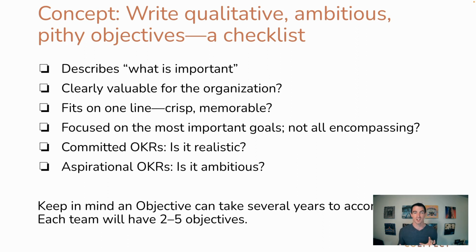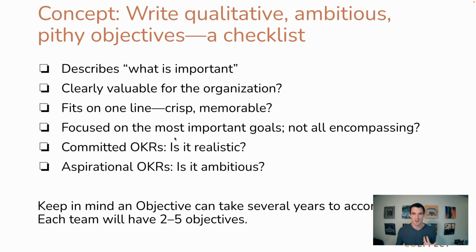You have a couple of different kinds of OKRs we talked about in the introduction. So if we're talking about a committed OKR, you want to make sure that that objective is realistic. If we're talking about an aspirational OKR, you want to make sure that that objective is ambitious enough that it will stretch your team to perform at a higher level. Now, keep in mind that one objective can take several years to accomplish. And at any one time, you'll probably have 5 objectives, but realistically, 2 or 3. I wouldn't go beyond 3 for your organization, especially when you're starting.